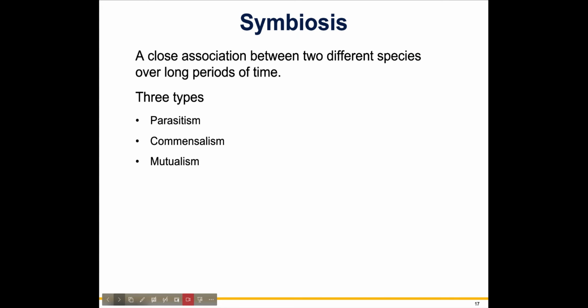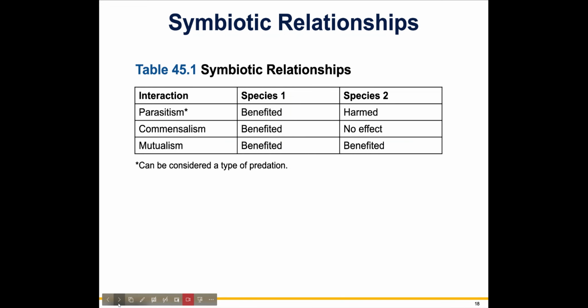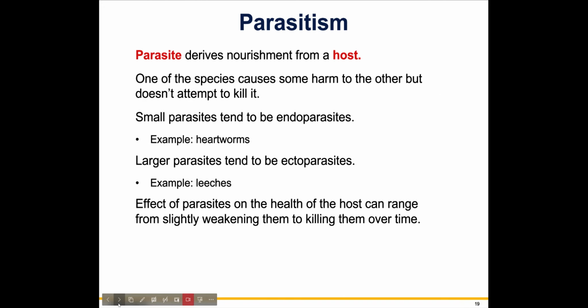We also have what is called symbiosis. This is an association between two different species. We can categorize this as parasitism, commensalism, and mutualism. If we take a look at parasitism, which can also be a type of predation, one species benefits, one species is harmed. Commensalism, one species is benefited and the other species is untouched, no effect. And mutualism is when both species benefit.